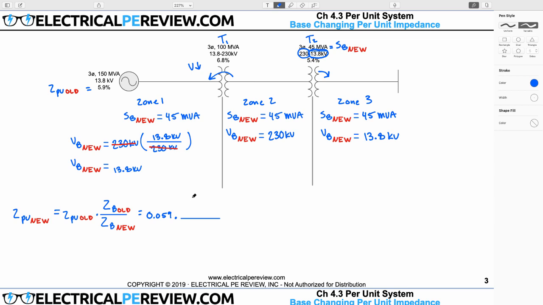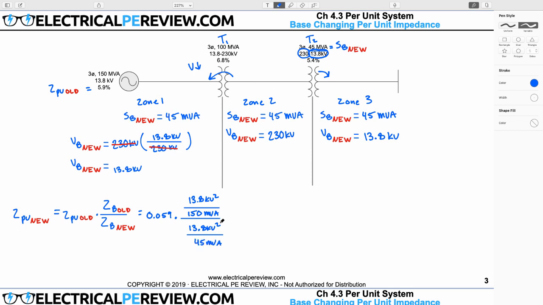So our old voltage base squared is going to be 13.8 kV. Again, that's the old voltage base, the rating of the generator, divided by the old power base. That's the power rating of the generator, 150 MVA. Next, let's divide by our new base values. Again, what zone is the generator in? It's in zone 1, so we've got to use the new base values in zone 1. All right, the new voltage base is 13.8 kV. So on the bottom of this fraction, I've got 13.8 kV squared. That's our new voltage base, right? Divided by our new power base, which is 45 MVA.